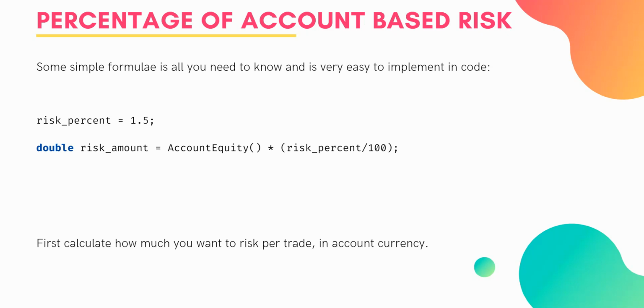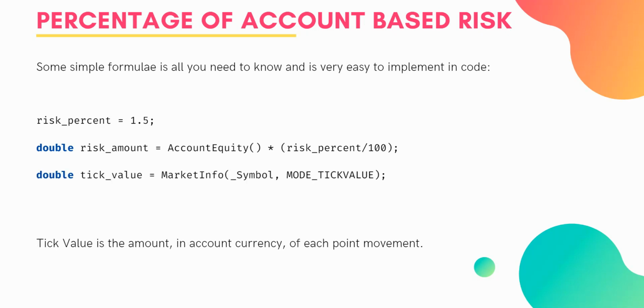So it's a very simple formula. We get our balance with the account equity function, and we times it by the risk percent over 100 so that it's a fractional risk percentage. And so that's how much we want to risk per trade.